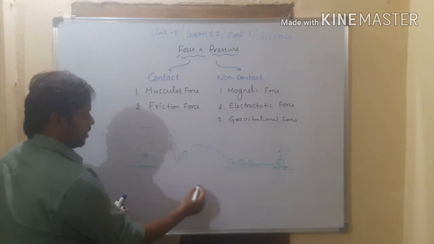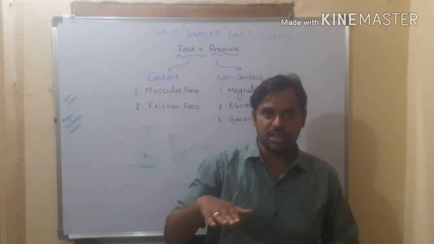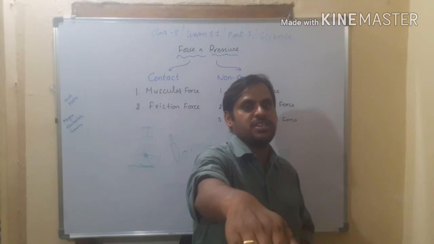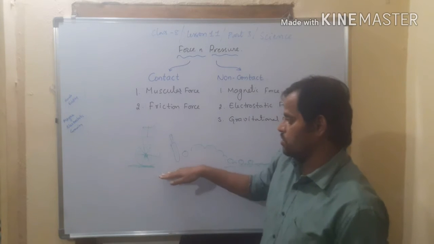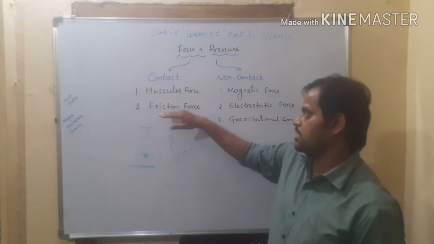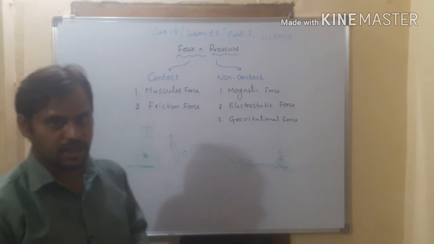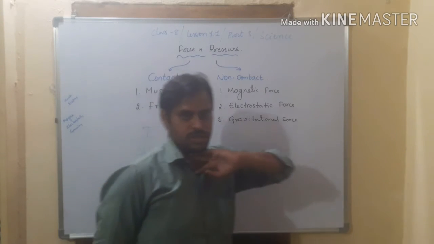As well as a car. Just switch off the engine of the car. The car moves and the movement becomes slow, and finally the car becomes still, stationary, because of the friction force between the two surfaces, road and tires. So this is friction force. It is also called contact force. Now come to non-contact force.